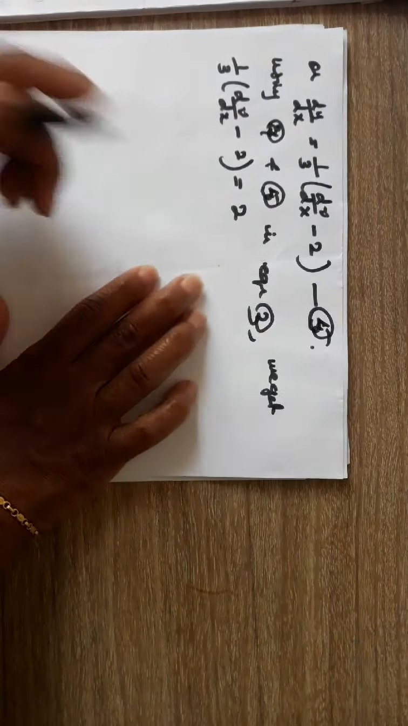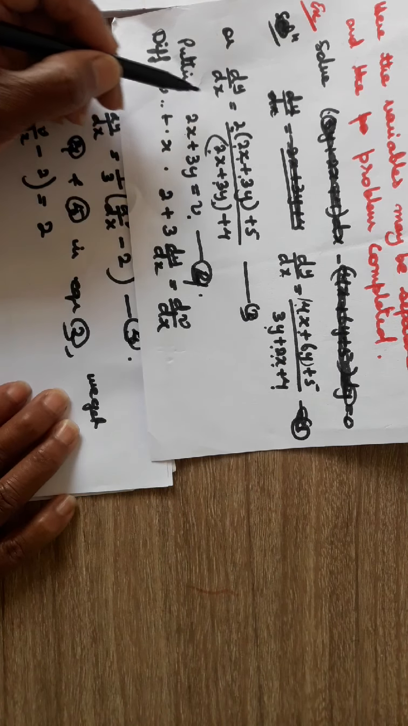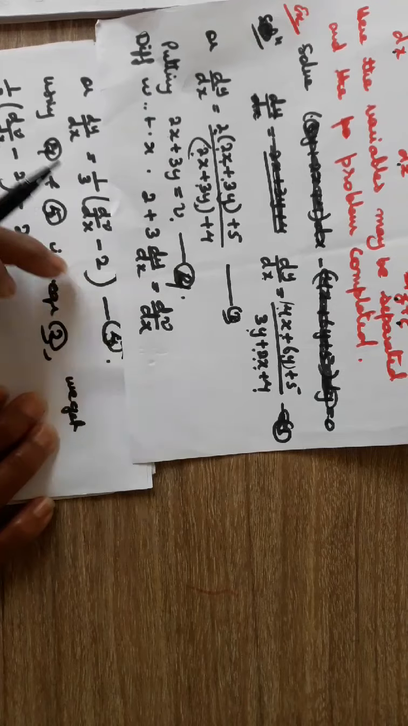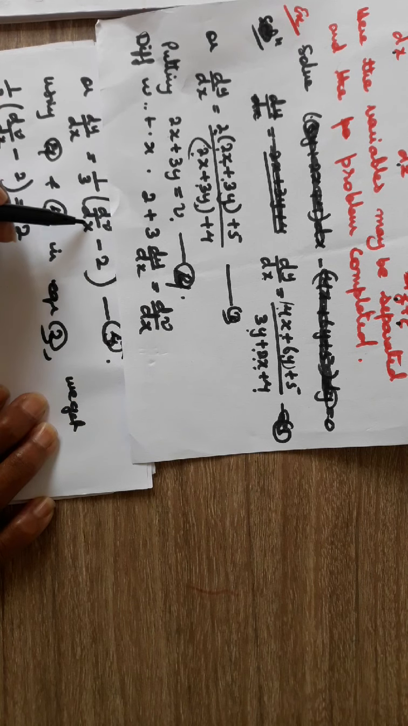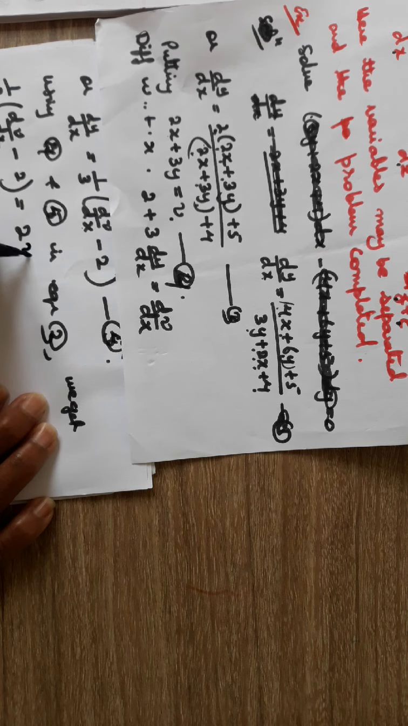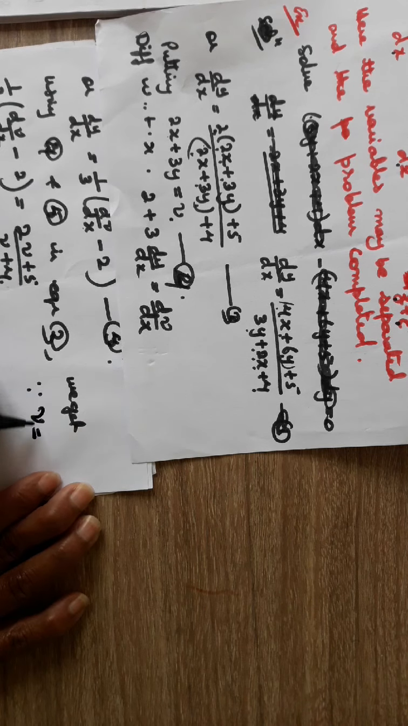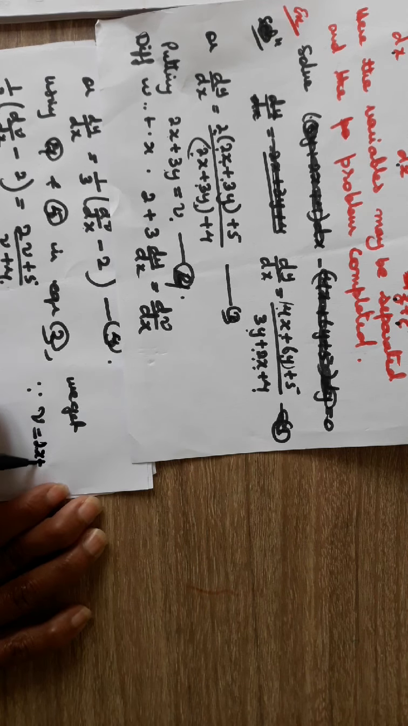So therefore, instead of dy/dx here, you replace it by equation 5, that is 1/3 (dv/dx minus 2), and from the right hand side you replace it by (2v plus 5) divided by (v plus 4). The reason is that v here is equal to 2x plus 3y.